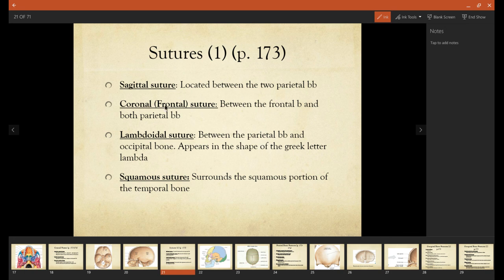The coronal or frontal suture is going to be found between the frontal bone and both parietal bones. It gets its name coronal, meaning crown, as it's located about right where you would wear a crown on your head.